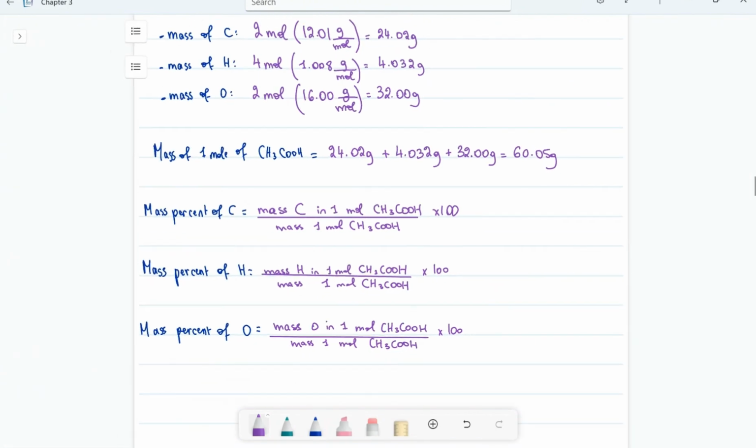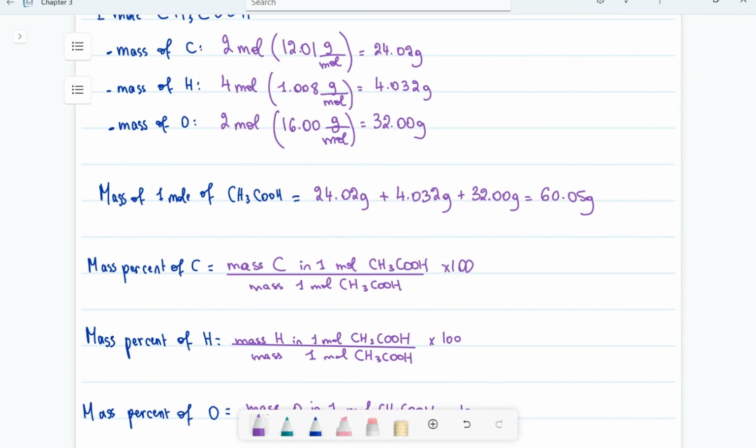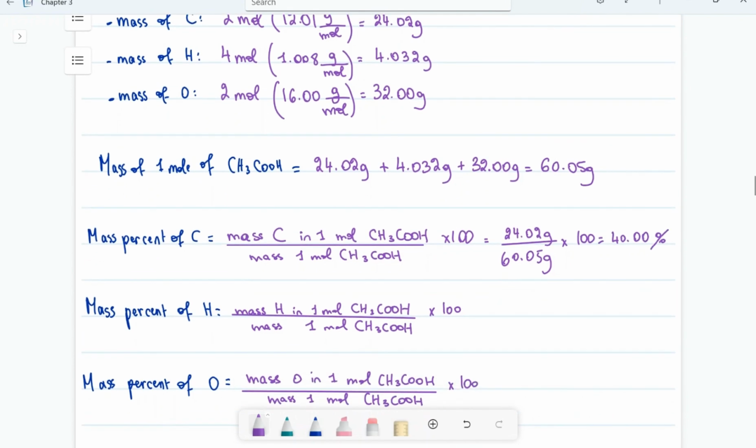So what is the mass of C in 1 mole of CH3COOH? It is 24.02 grams. We divide it by 60.05 grams, and we multiply it by 100. This would give us 40.00%. Same process for the mass percent of H.